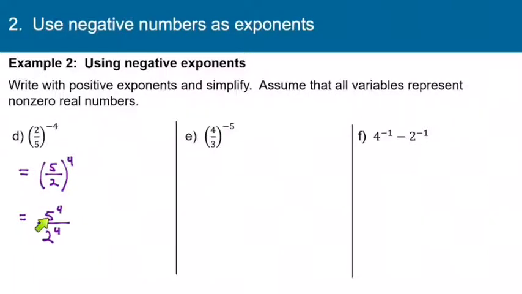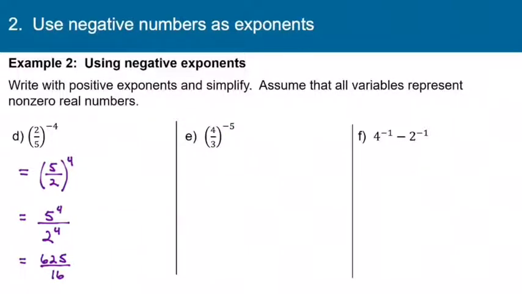Now 5 to the 4th we've seen a couple of times. We know that's going to be 5 times 5 times 5 times 5. So that's 625. And 2 to the 4th, we've also seen a few times, that's 16. So our final result here is 625 over 16. Part E is very similar to the last two that we've done. So if you want to, I encourage you to pause the video and try this one by yourself.